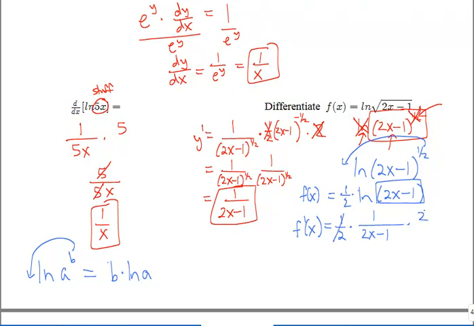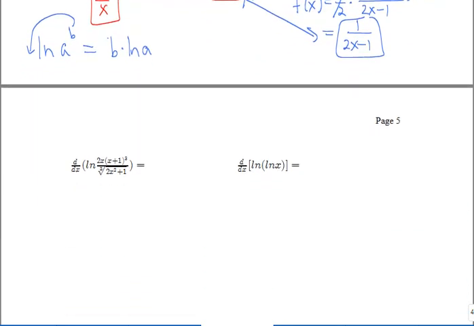The derivative of 2x minus 1 is just 2. So the 1/2 and the 2 cancel, and we get 1 over 2x minus 1. Same answer that I got over here, but I avoided having to deal with any of those fractional powers. So using properties of logs can really make these ln derivatives a lot simpler to do. Let's try a couple more examples like that.